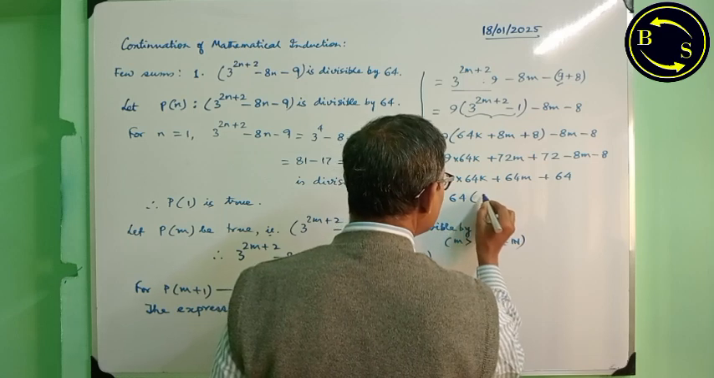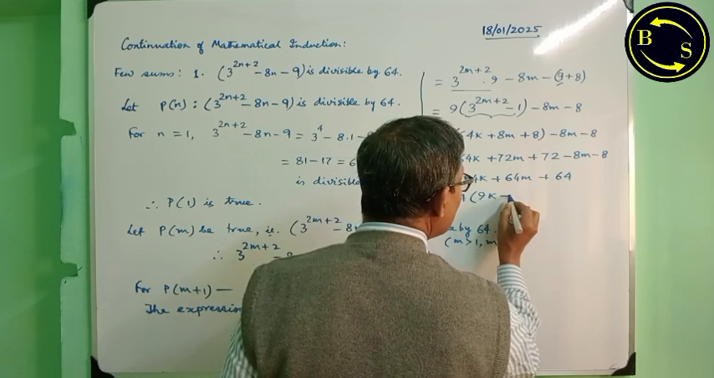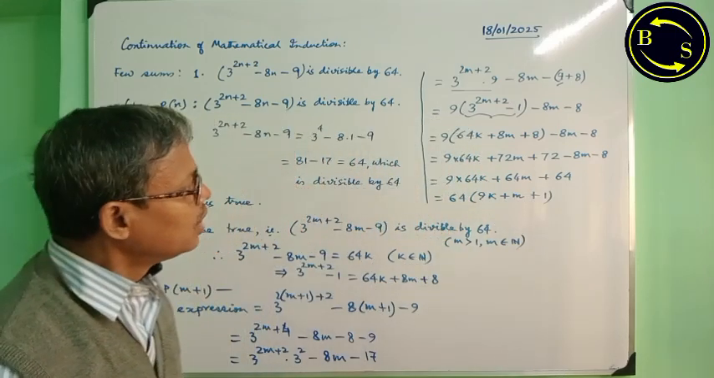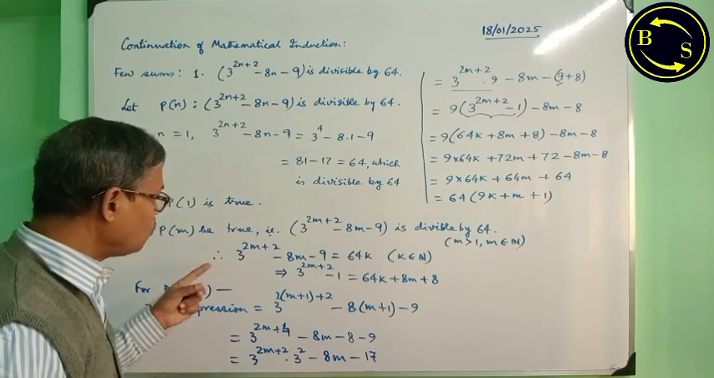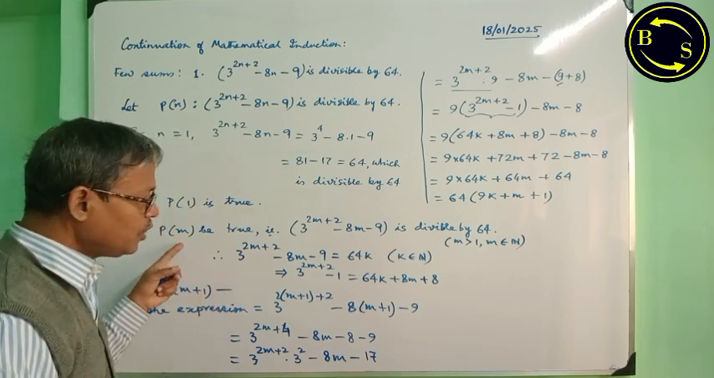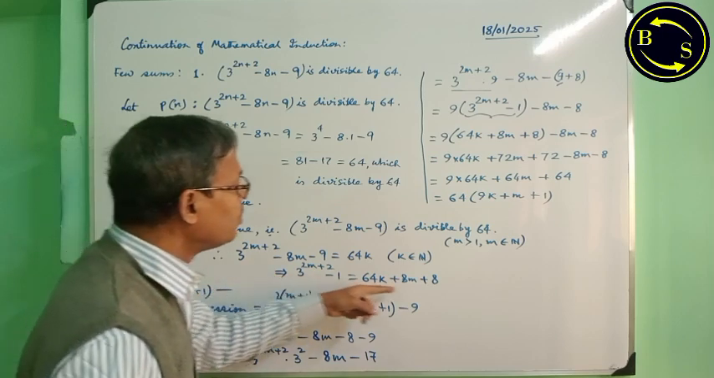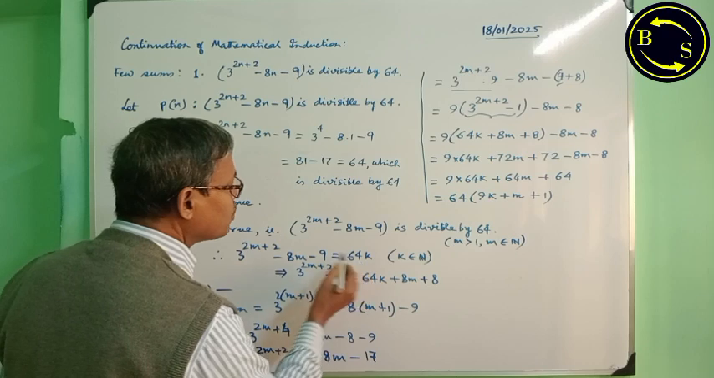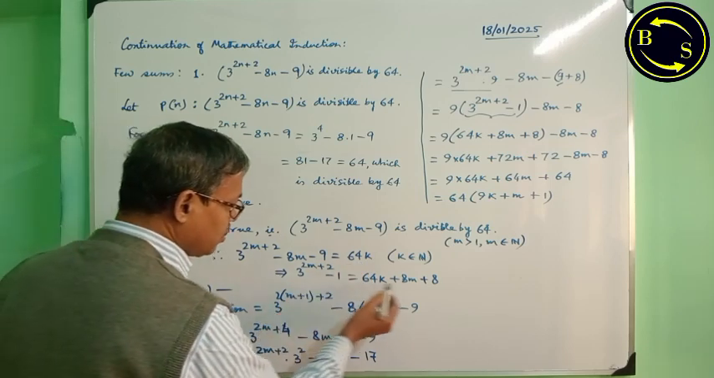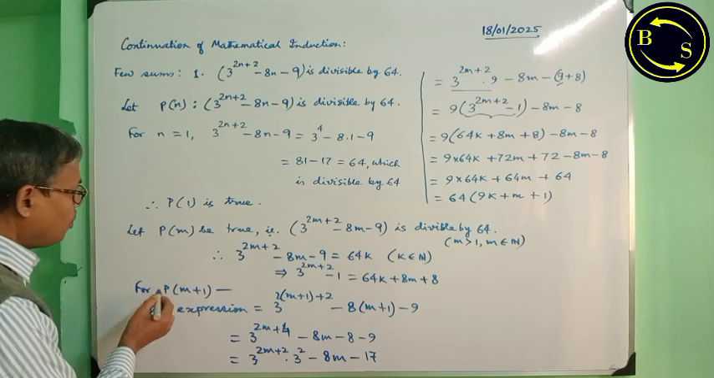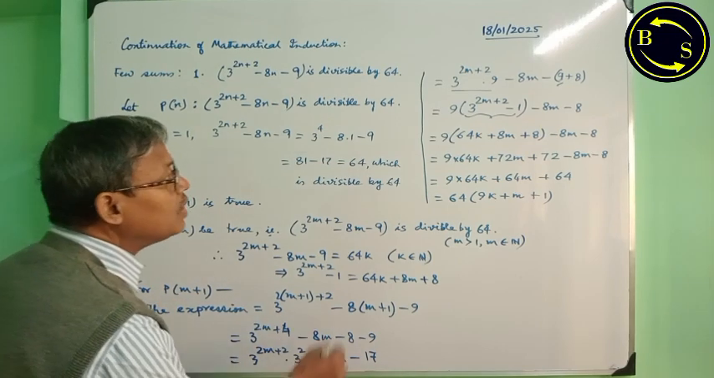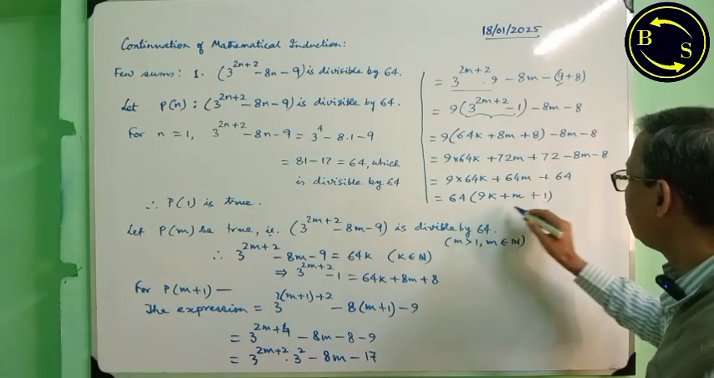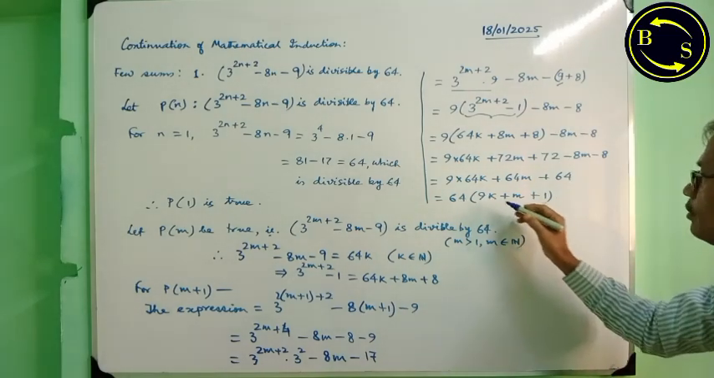We take it outside, 64 times 9k plus m plus 1. After assuming Pm to be true, I have taken this one as multiple of 64 and then this step. Now for Pm plus 1, I have proceeded in this way, and finally we see this is a multiple of 64.